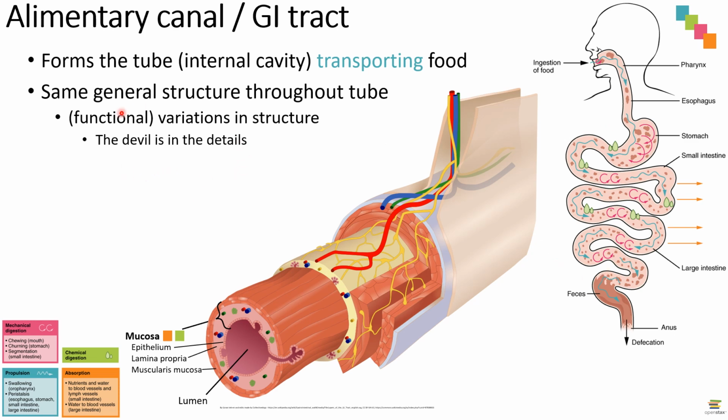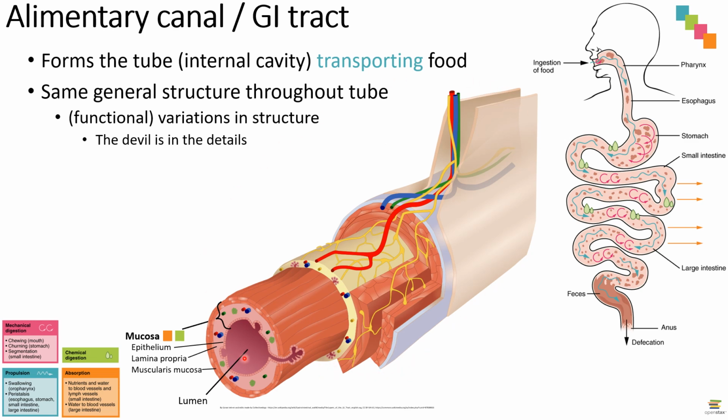And in fact, the devil is in the details. Understanding how different parts of the GI tract achieve their function, whether it's absorption in orange, mechanical breakdown in this magenta color, or chemical digestion in green, is really key to understanding how digestive processing occurs. And so some of the differences are relatively subtle, but they're often significant.